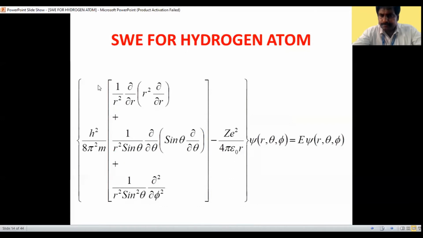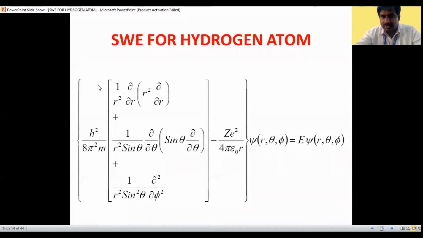We are substituting our H cap value into the Schrodinger wave equation, and we get this. Generally we write this H cap horizontally, but for representation it is easier, so I have written this H cap value vertically. You can write it horizontally also. It is not a problem.